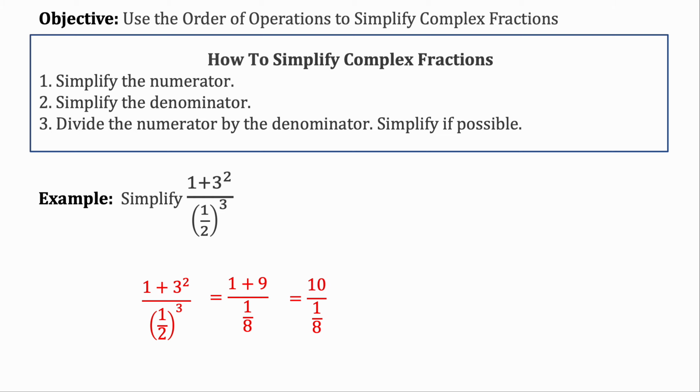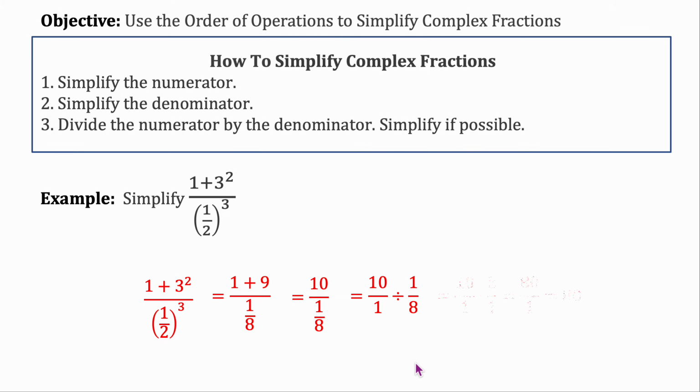Now, this is still considered a complex fraction because we have that 1/8 fraction inside of something that should be just a two-piece fraction. So let's treat it like a division problem. So that would be 10 over 1 divided by 1/8. So that is the same as 10 over 1 times 8 over 1. Now remember, to multiply fractions, just multiply the tops. 10 times 8 is 80. Multiply the bottoms. 1 times 1 is 1. You get 80 over 1. 80 divided by 1 is 80.